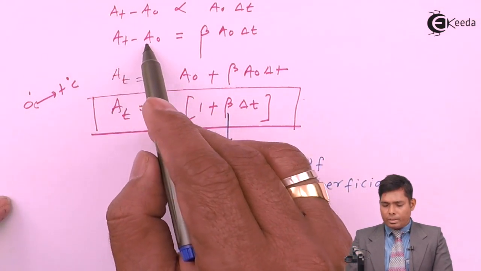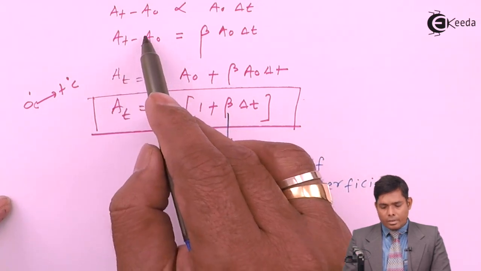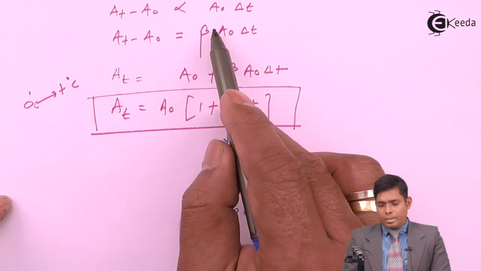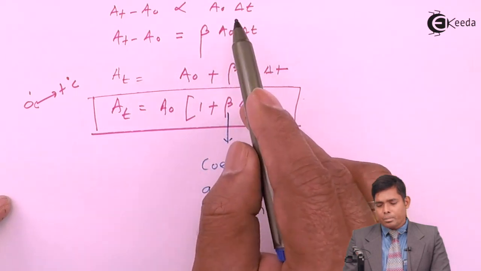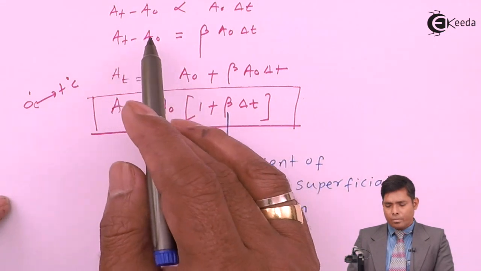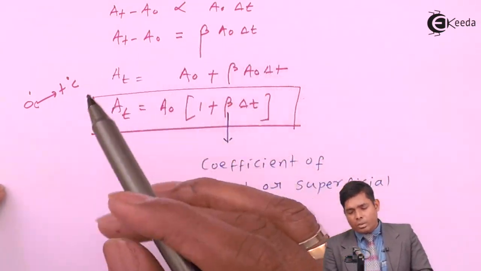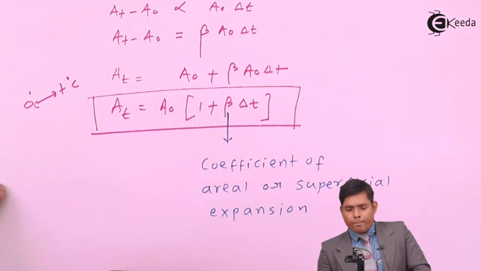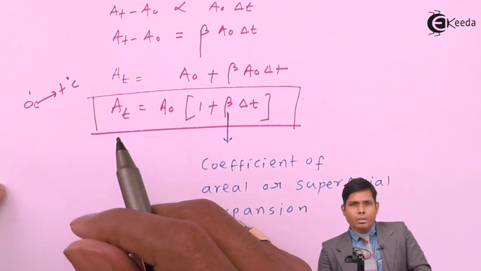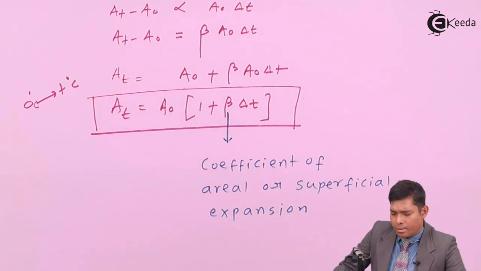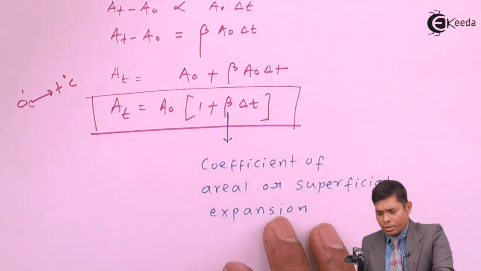From here we will define beta. It is the increase in area divided by the original area at 0 degree centigrade, for degree rise in temperature. The unit of beta will be the same as the unit of alpha. As you can see here, the area will cancel out, and the unit of temperature will remain. So the unit of beta will be the inverse of temperature, that is per degree centigrade.